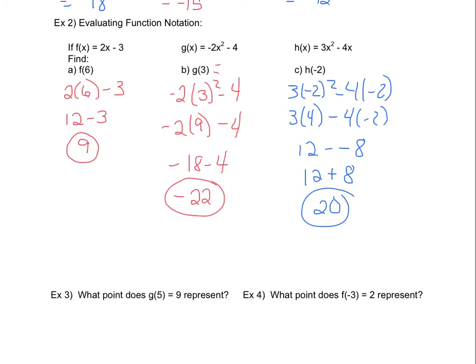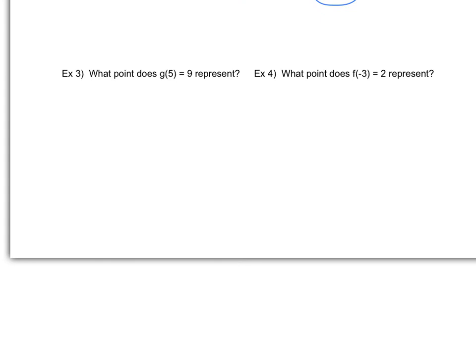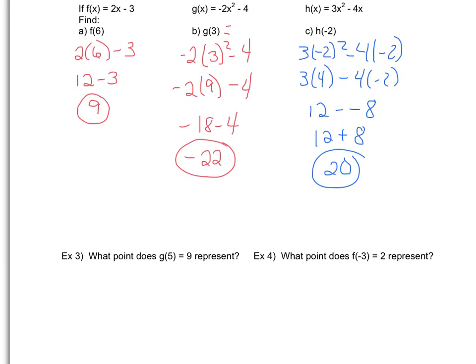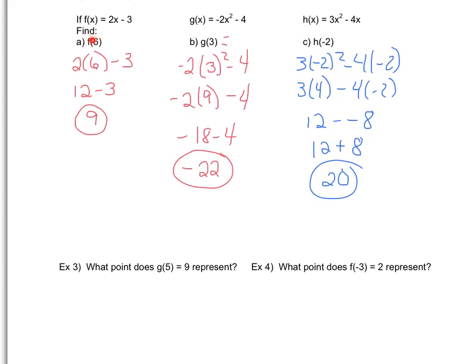Looking at my final example, if I'm asked what point does g of 5 equal 9 represent? Well, notice up here in these examples I just did, didn't the f of 6, wasn't that 6 my input or my x value? And then after evaluating, didn't that give me essentially my f of x value, which as I mentioned before was the same thing as y? So didn't that give me my y value? So it's going to work the same way. I'm plugging in an x value of 5 and getting back an output or a y value of 9. So I'm going to go ahead and say this represents the point 5, 9.